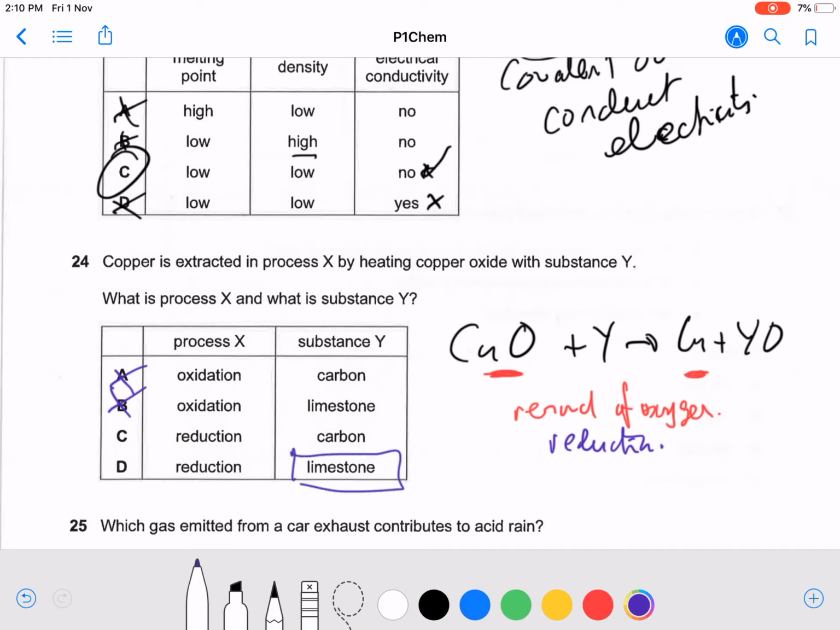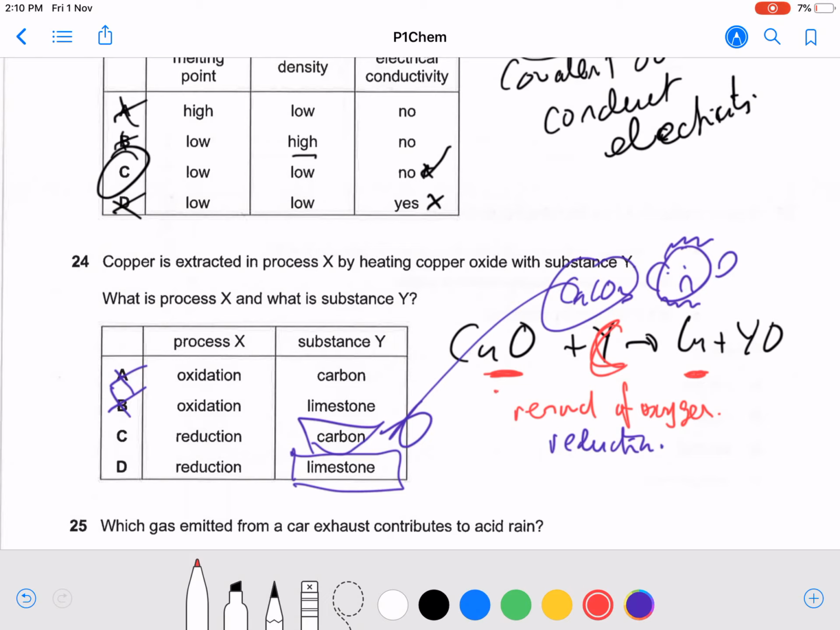Would limestone react with copper oxide? No, it would not. Calcium carbonate, which is limestone, would just sit there. Carbon will react, because carbon is more reactive than copper, and you'd make carbon monoxide and maybe some carbon dioxide as well. So it's a reduction using carbon. The answer is C.